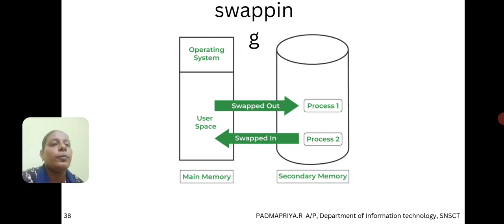In main memory, the operating system is built on the top of the main memory. Under this, there is some space for user space. In that space only, we can swap in and swap out processes between this user space and the secondary memory space.